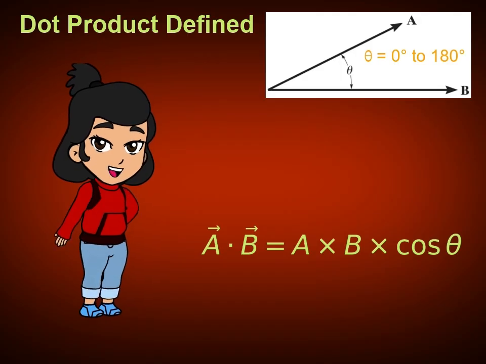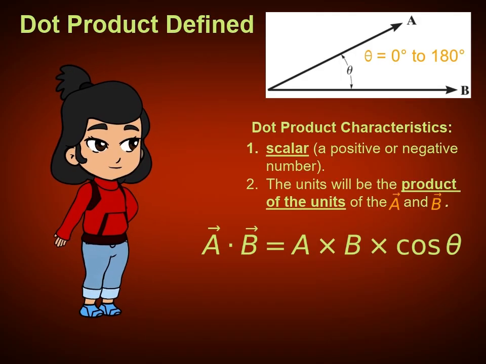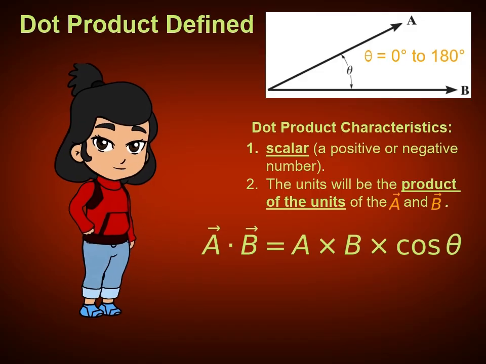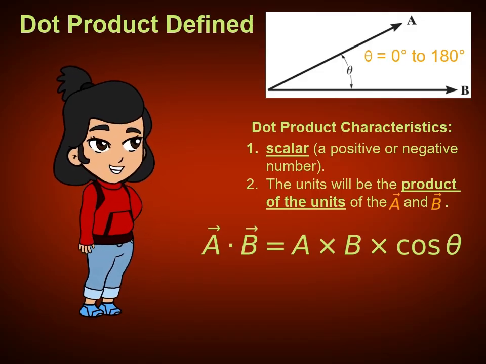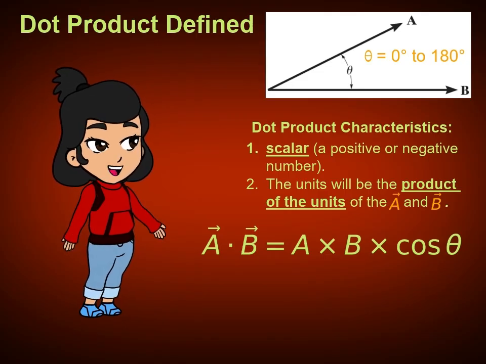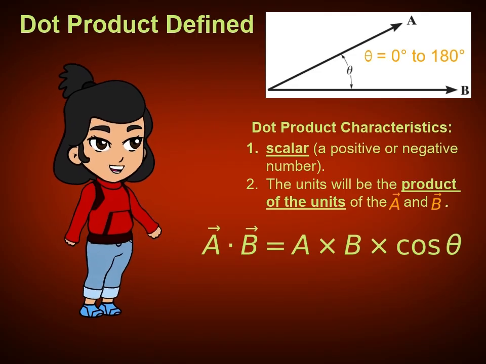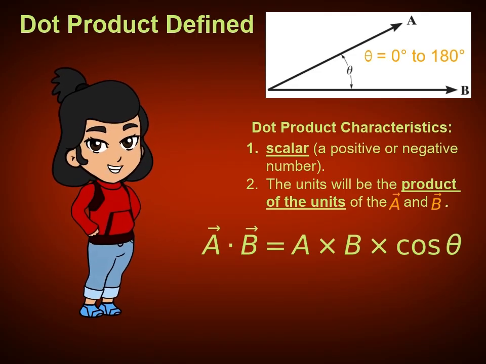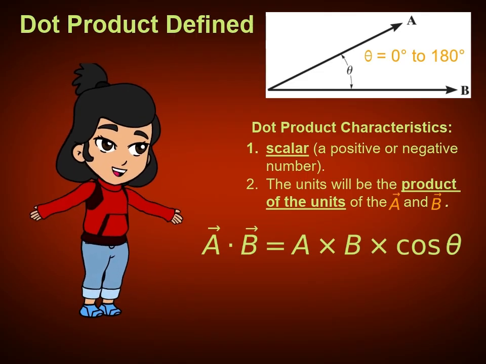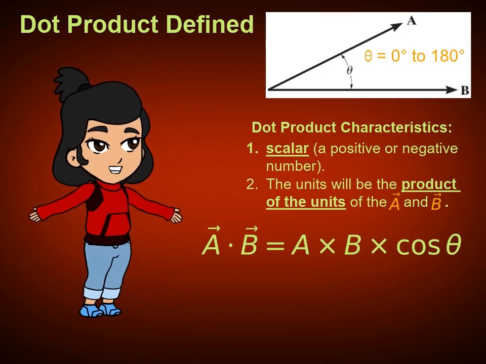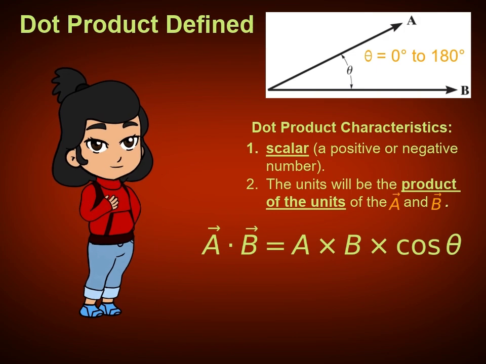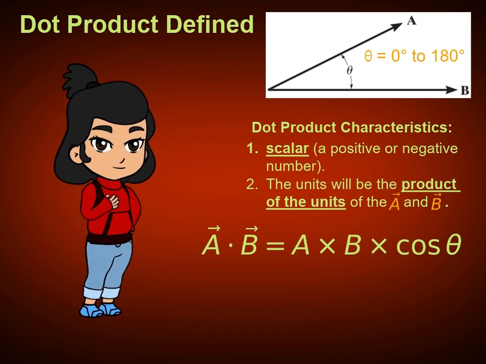The dot product has the following characteristics. The result of the dot product is always a scalar. That's either a positive or a negative number. Secondly, the units of the dot product will be the product of the units of the A and B vectors. For instance, if A and B have units of meters, then the dot product will have units of meters squared.